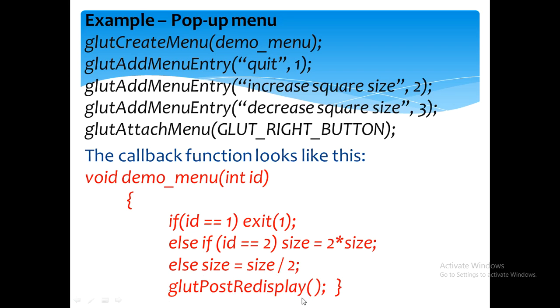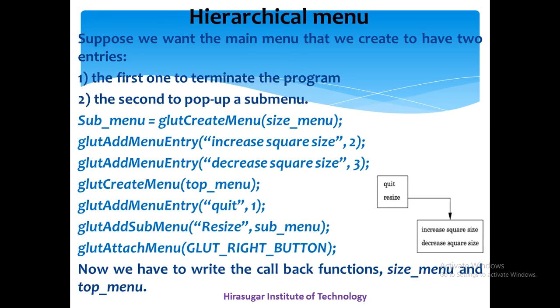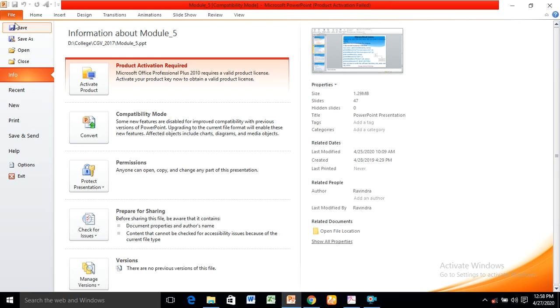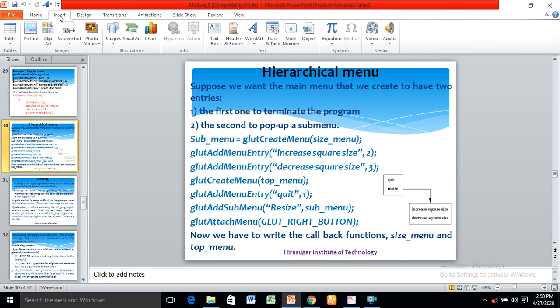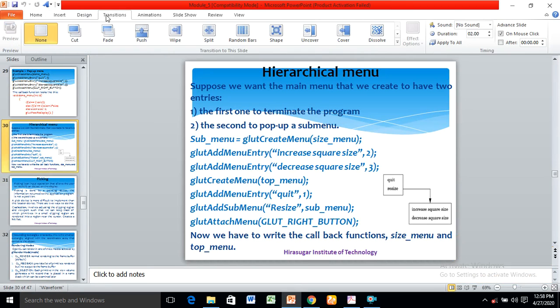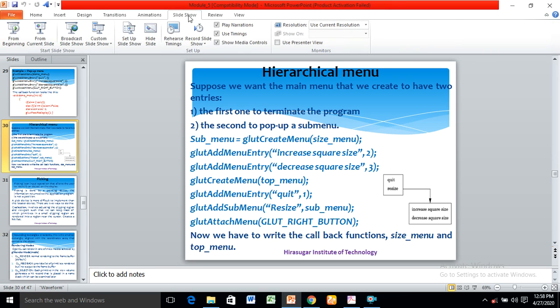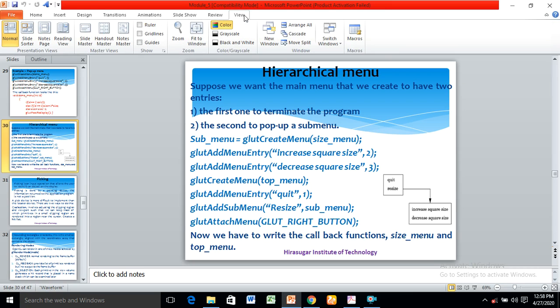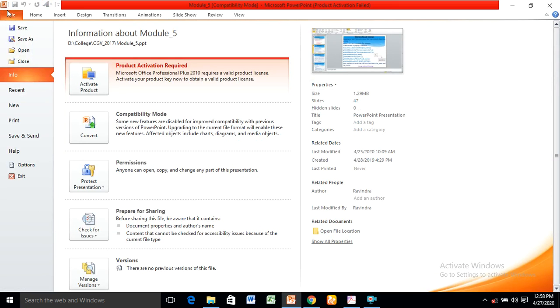This is the simple one, how to create pop-up menus, right? Then hierarchical menus. Hierarchy, I have seen, is this. For example, if I go here, these are the options, but if I go somewhere here, again submenus, you can create submenus also. Here such an option I am not able to find.